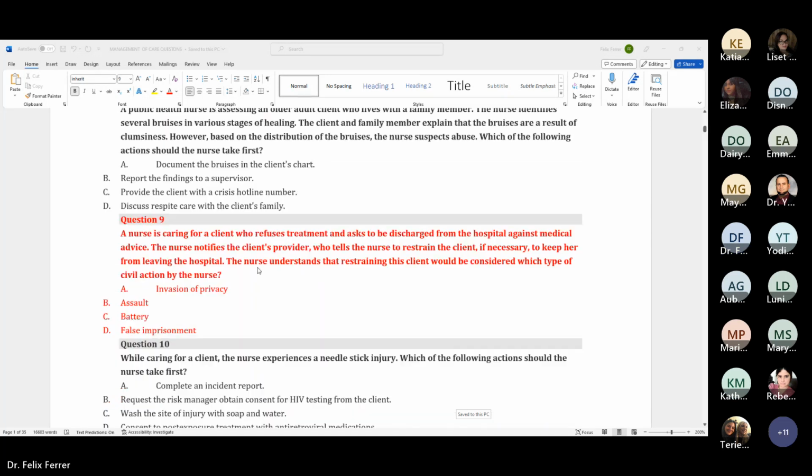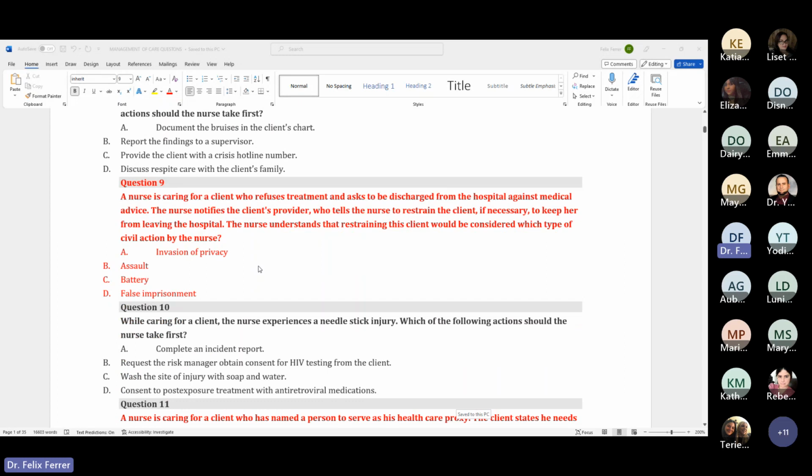This is caring for a client who refuses treatment and asks to be discharged from the hospital against medical advice. The nurse notifies the provider, who tells the nurse to restrain the client, if necessary, to keep her from leaving the hospital. The nurse understands that restraining this client will be considered which type of civil action by the nurse? It's D, false imprisonment. D as in David. When you hold a patient at the facility against the patient's will, that means false imprisonment.